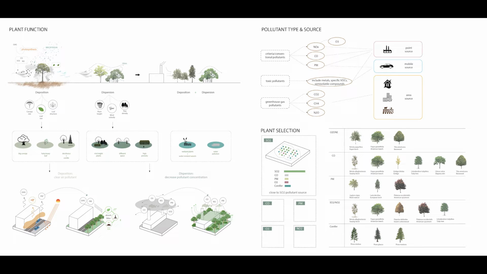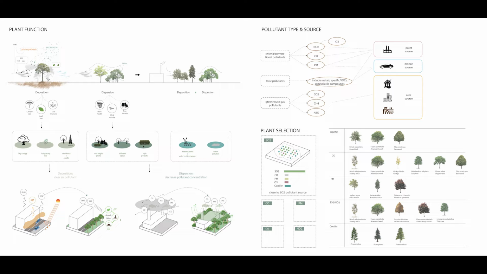Based on these two types, deposition requires big canopy trees, hairy or waxy leaves, and a combination of conifers and deciduous trees to extend the leaf season. For the dispersion process, it requires mixed height plants, changeable planting space, and high porosity plants.